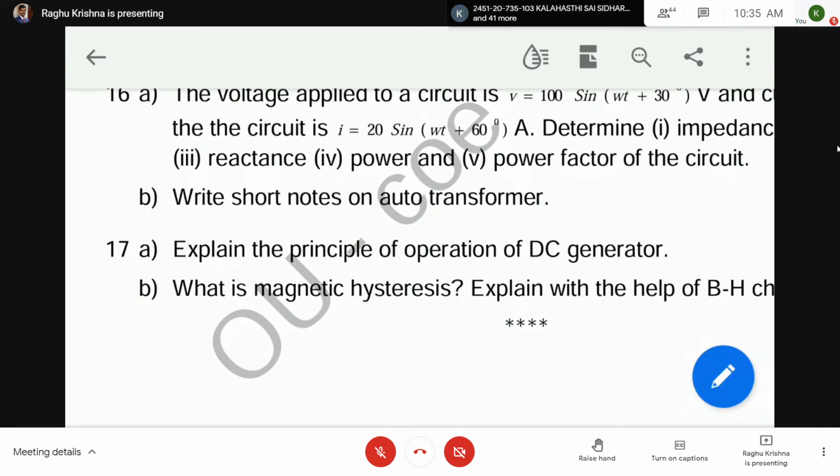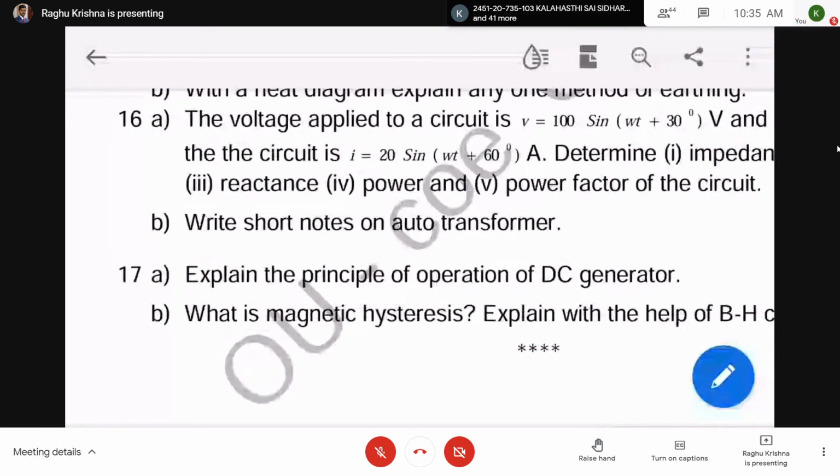So here is 16th B. See the 16th B. Write short notes on auto transformer. This will be covered in transformers.